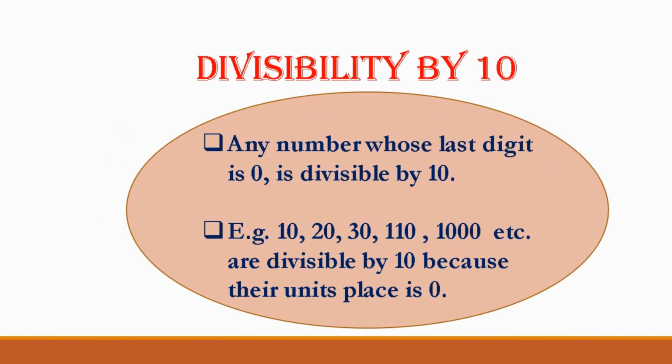Divisibility by 10. The divisibility rule for 10 states that any number whose last digit is 0 is divisible by 10. For example, 10, 20, 30, 110, 120, 1000, 2000, 10,000, etc. are divisible by 10 because their units place is 0.